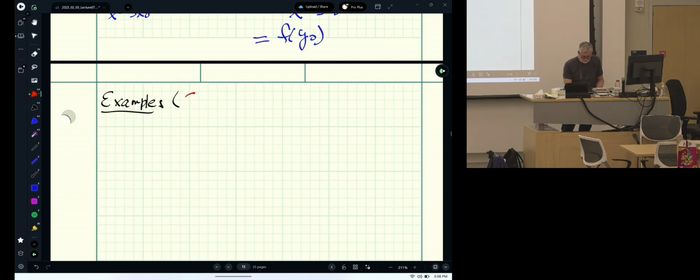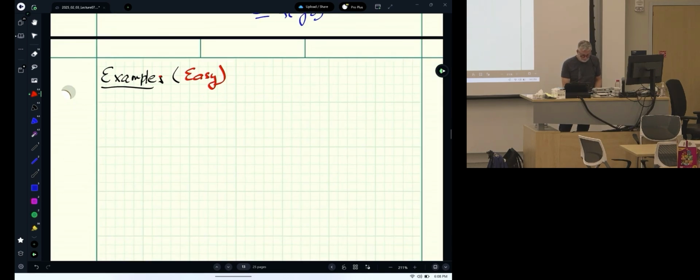So this first one will be easy. So, example, easy. Compute the limit as x goes to pi over 2 of 3 plus sine of x over sine squared of x plus 4.